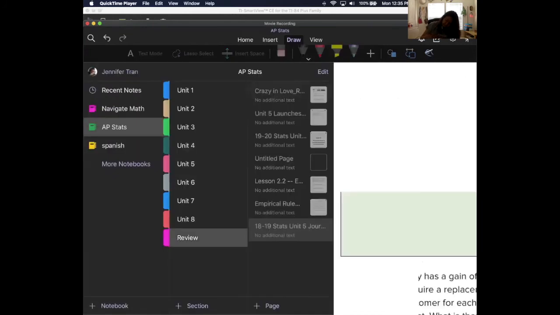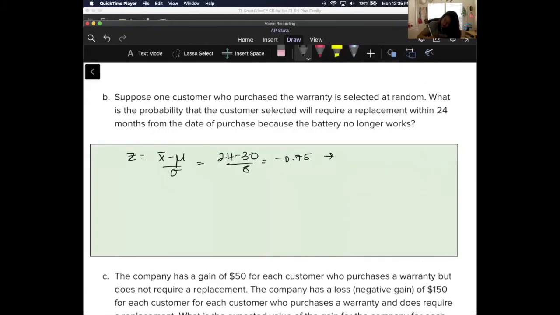So P equals 0.2266. We know that it's this one because we wanted the battery to be replaced within 24 months. If this is 30, 24 months would be here, and we're shading to the left. So we just pull that probability from the table. So P of x less than or equal to 24 is equal to 0.2266.